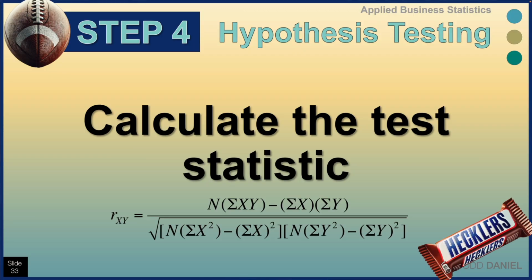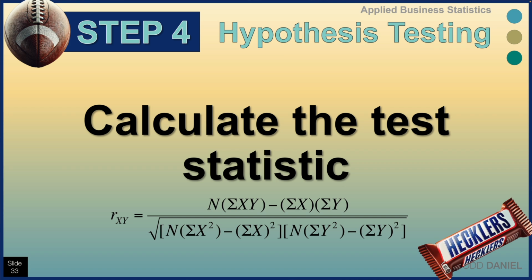It is the amount of variability together divided by the variability separately. So what we see here in our numerator is we have the sum of xy minus the individual contributions of that. So that's how much the variables are varying together. And then here's the variability of x and the variability of y.